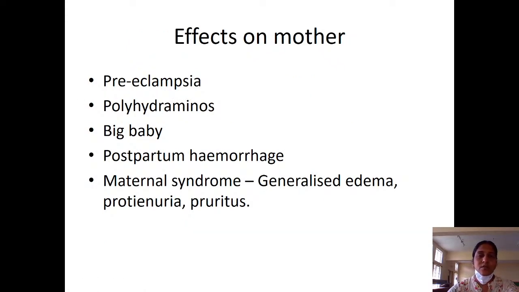What will be the effect on the mother if there is isoimmunization? There will be increased chances of preeclampsia, polyhydramnios, and a big baby. Also, there will be postpartum hemorrhage because of the big baby and big placenta. And also the mirror syndrome: just as the baby has edema, the mother will also have generalized edema, proteinuria and pruritus.